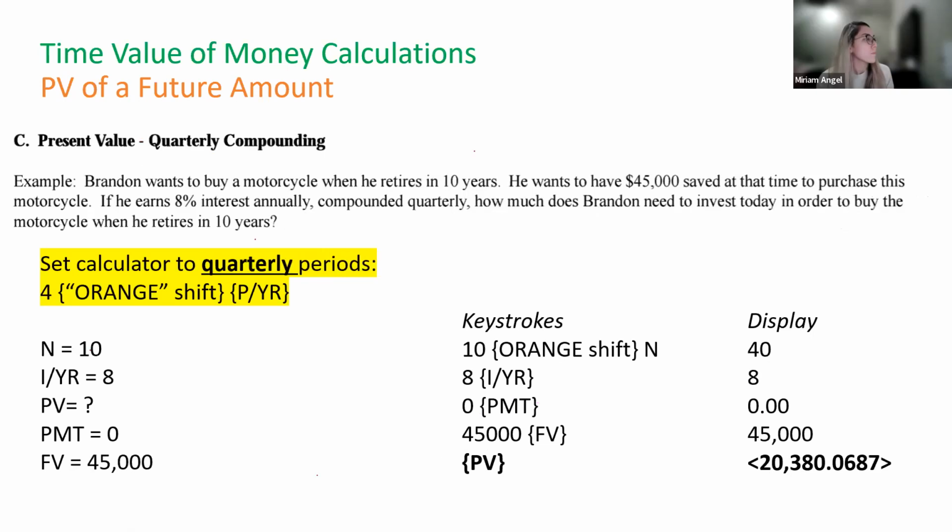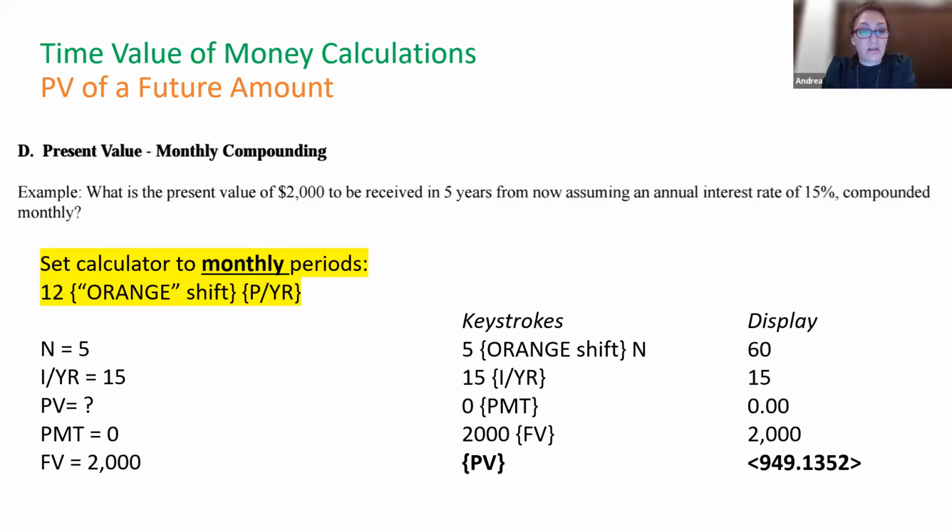Everyone good? All right, let's just practice quarterly. I'm going to assume that if everybody gets quarterly, we're going to move on. Actually, let's just go to monthly. Let's just skip quarterly. So here, this is, I believe, the same one that we saw before. What is the present value of $2,000 to be received in 5 years, assuming an interest rate of 15% compounded monthly? All right, so I'm going to do 12 shift, the P/YR, 12 payments.